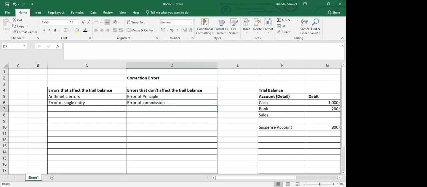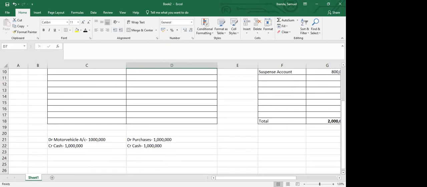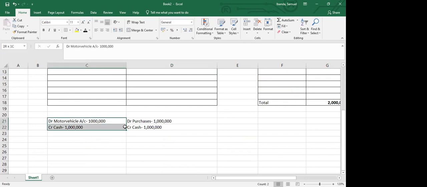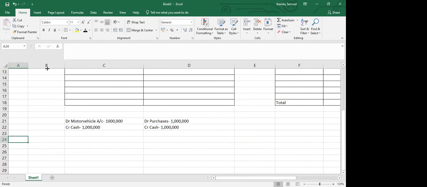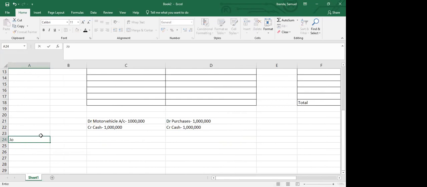Yes, error of commission. Now, what happens with error of commission? It is not any different from this. Now, with error of commission, I'll use an example. You can have different customers, and I'll use 2 customers here. You can have a customer called Johnny, and you can have another customer called maybe Johnson. So you have two customers, Johnny and Johnson.